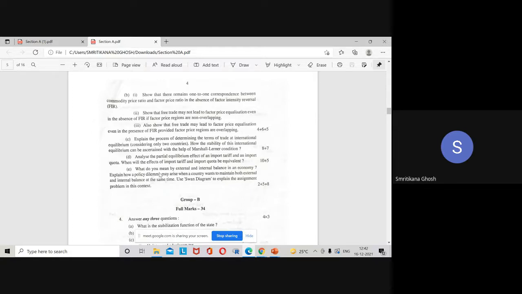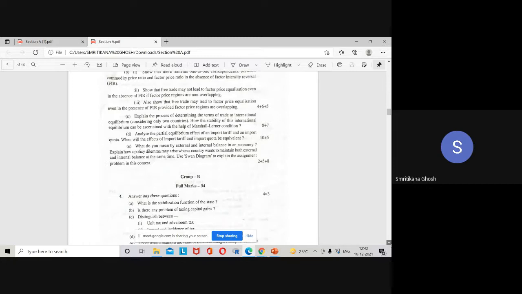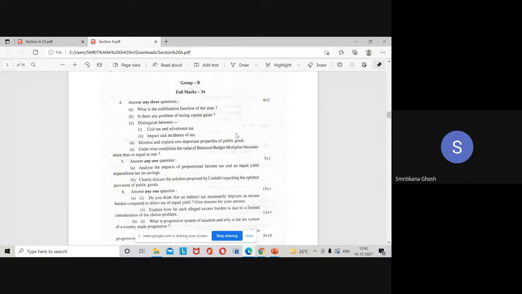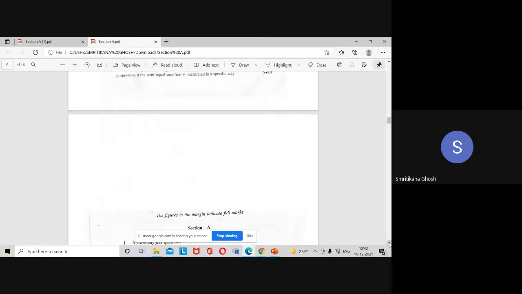What do you mean by external and internal balance? Leave it. Now go to the next one. What is stabilization? Okay, actually what happened is that because of the semester system, in this paper we have a combination of international economics and public finance. So these are the questions from public finance actually. So this part, group B, you need in your next semester.